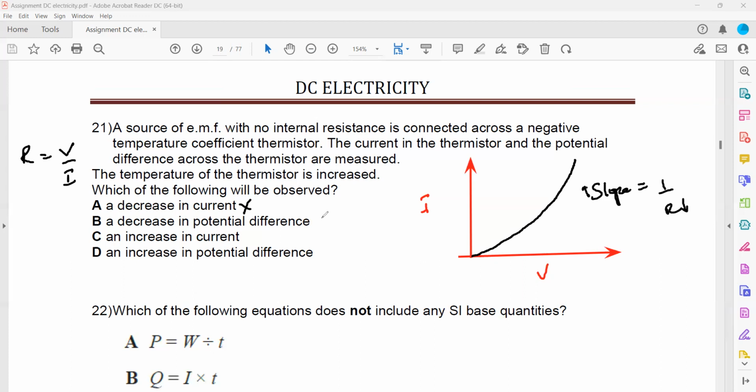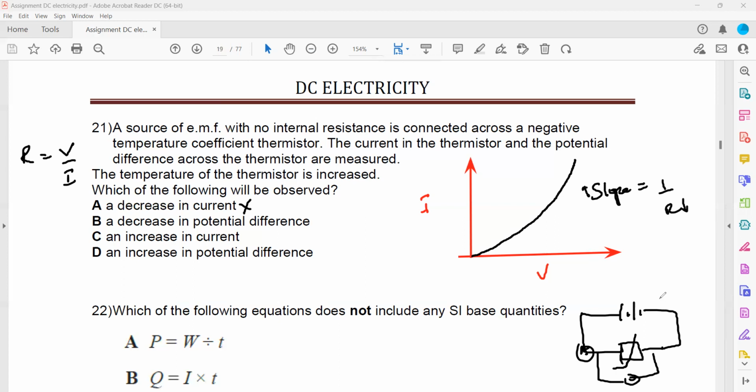Decrease in potential: the potential is like an independent variable that we are controlling, we are applying. For example, if I apply 10 volts, 20 volts, 30 volts, because this is the only component, as you can see, read the question, a thermistor is connected with a battery. So for example, there's a battery with no internal resistance and we have a thermistor, and if you connect a voltmeter and an ammeter here, the reading of the voltmeter does not depend on the condition of the thermistor, because this is the only component.